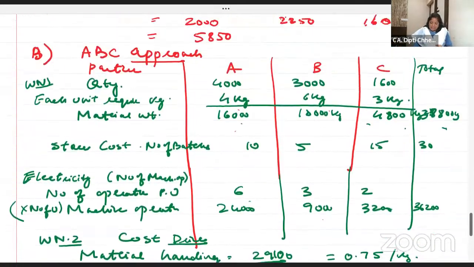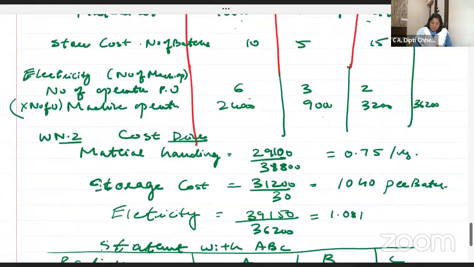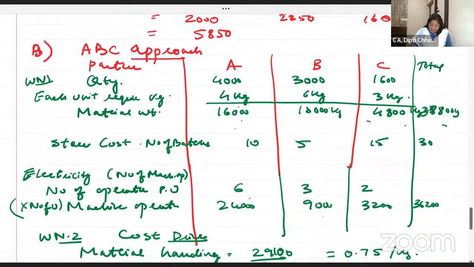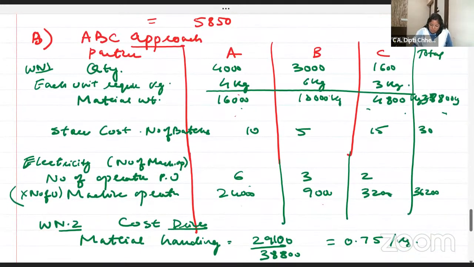See, again in the traditional approach, just total overhead you have divided by labor hours. That's it. Same rate 17 per labor hour you have absorbed. Whereas in the ABC approach, it's material cost with weight. Ma'am, here weight is 4 is to 6 is to 3. No, this is per unit weight. Multiply by number of units. I told you equivalent units concept.